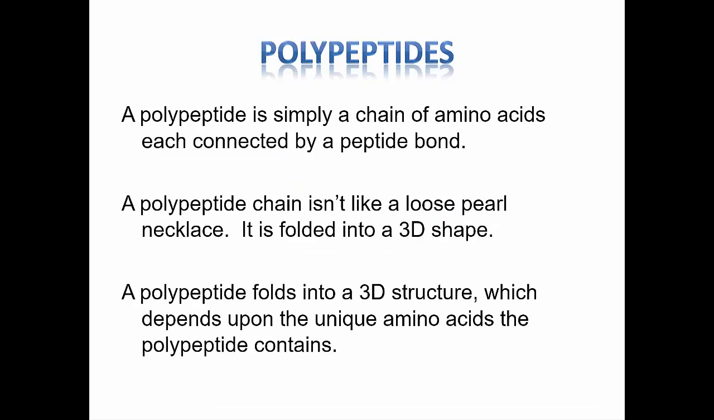So a polypeptide is just a chain of amino acids connected by peptide bonds. Now, a polypeptide chain isn't like a loose pearl necklace, though. We take that chain and then we fold it up into a complicated 3D shape. This 3D structure depends on the unique amino acids it's made out of, and it has a specific function, whatever it is. That's when it's called a protein. So a protein is a folded up 3D chain of polypeptide.